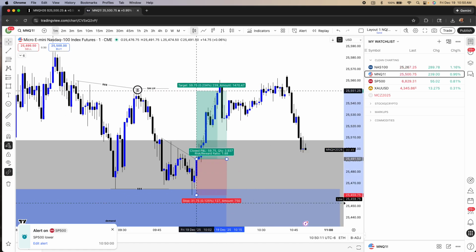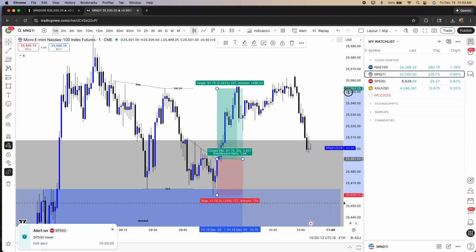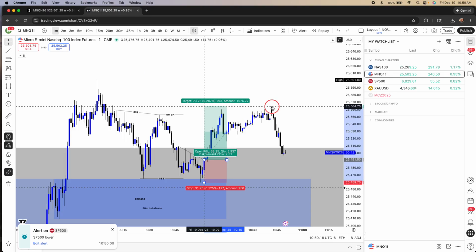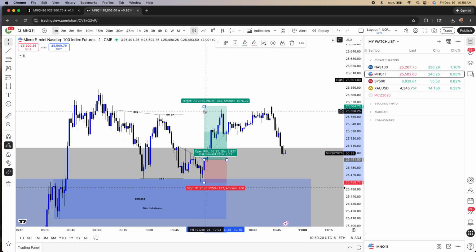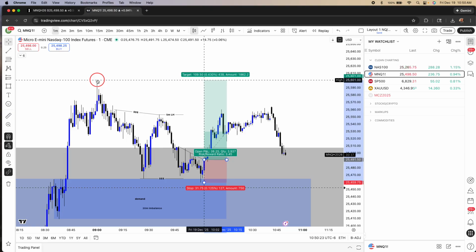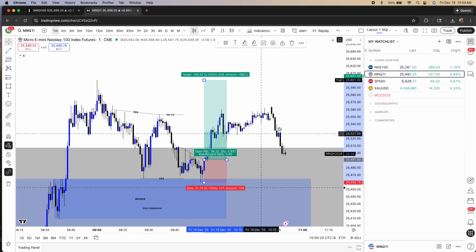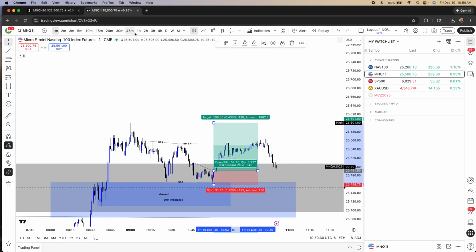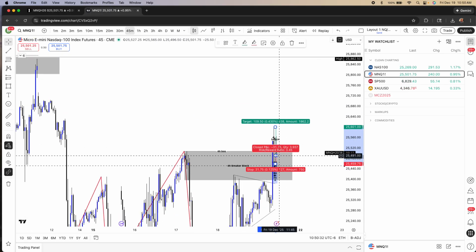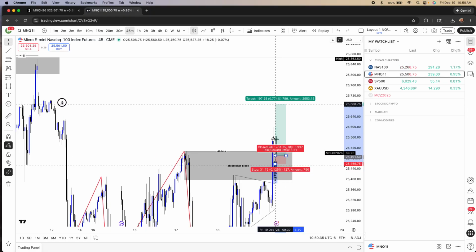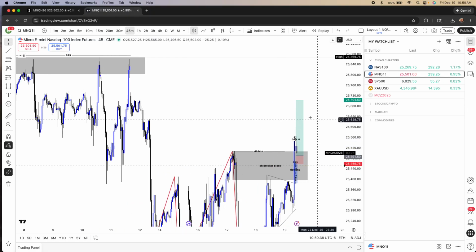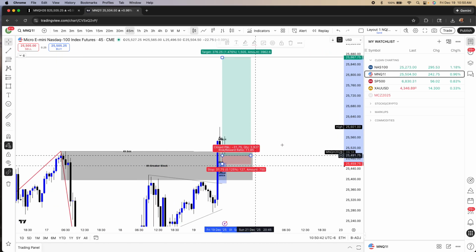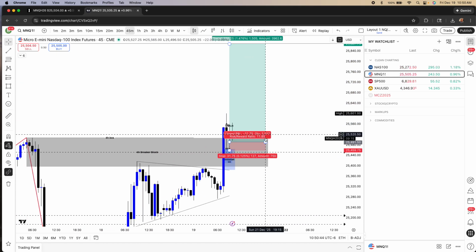And then this was obviously the first target where I took partials, a 1 to 2 essentially, or a 1.94 if you want to be technical. And then we went all the way for a 2.3R. Now, my expectation was that we were going to hit this high right here for a 3.5R and even continue up on to take out this liquidity right here, as well as the equal highs. So this was obviously the overall goal for this trade, and that's fine.